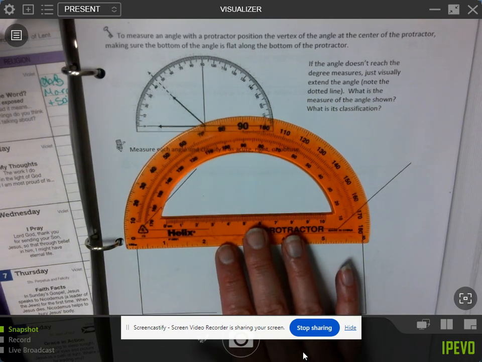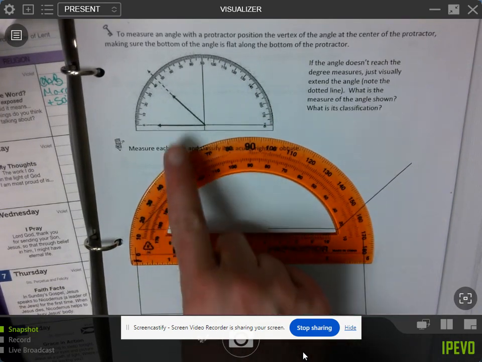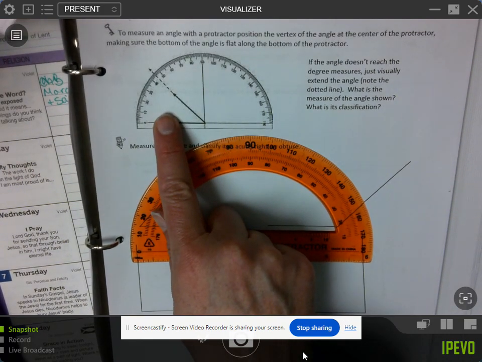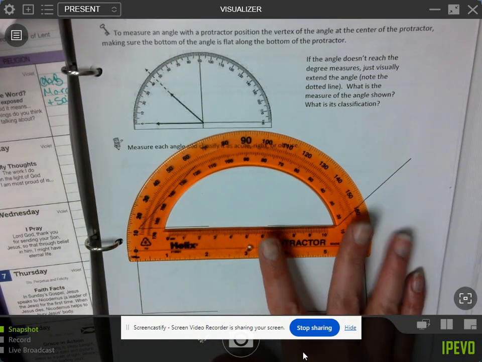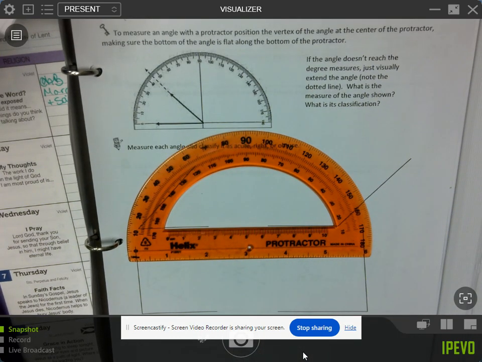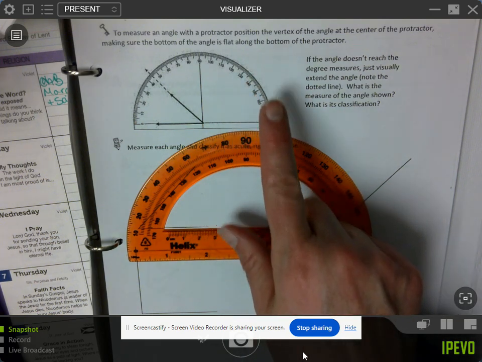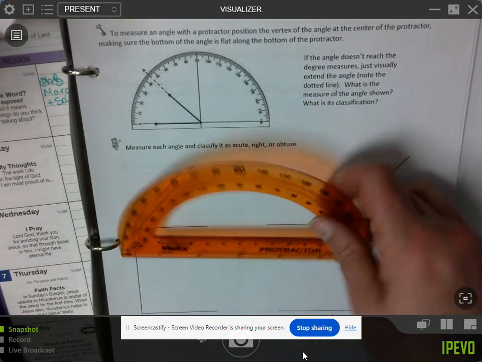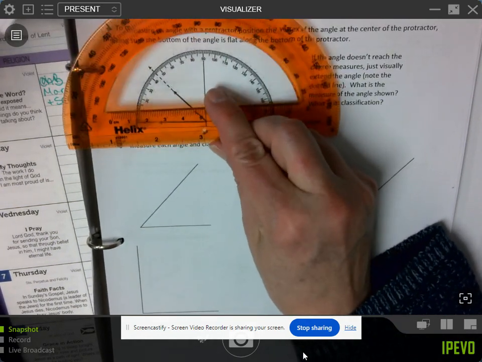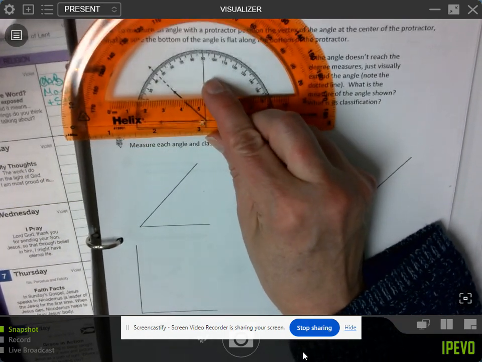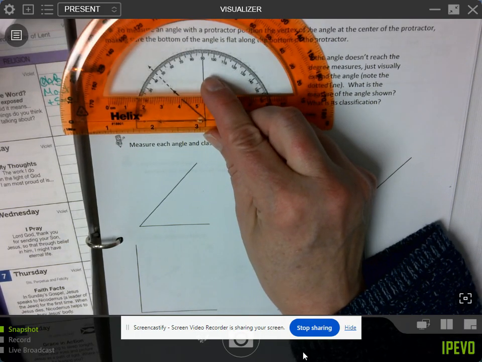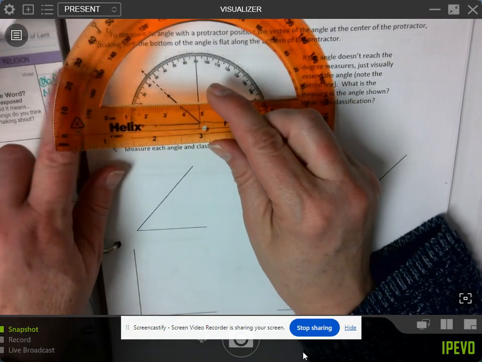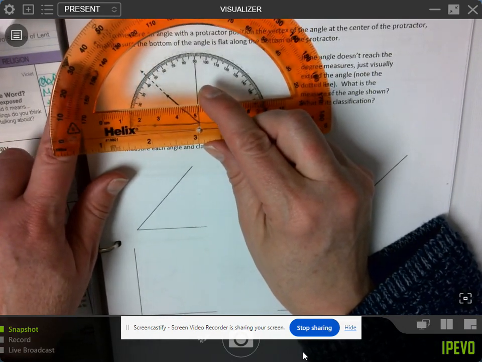So here's my protractor. It's a little bit bigger than the one that we have on our page. It says to measure an angle, please don't play with the protractors, because it's very distracting as I'm trying to teach. To measure an angle with a protractor, you're going to position the vertex of the angle at the center of the protractor. So if I look at my example here, is it easy for me to put my protractor here? Why not? No, because my binder is kind of in the way.